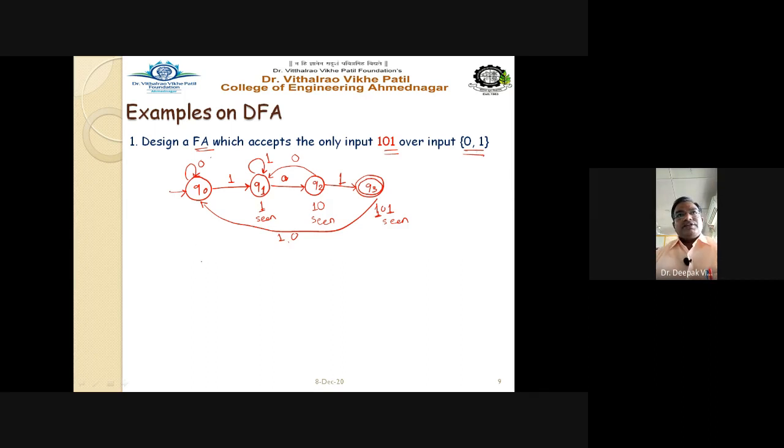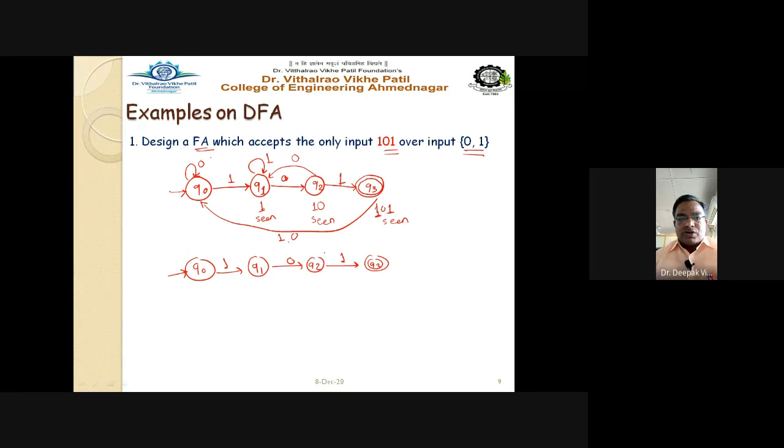So how to draw this? The steps are like this. For example, start by drawing Q0, and the input string is 101. So I can have 1, so Q0 on 1 goes to Q1, then on 0 to Q2, and finally on 1 to Q3. And make Q3 a final state. So I get this 101. Is it clear to you?